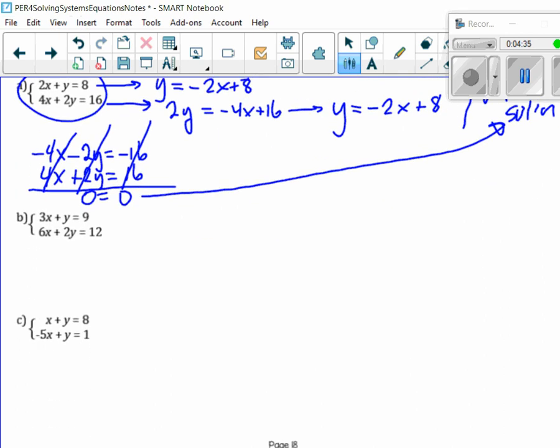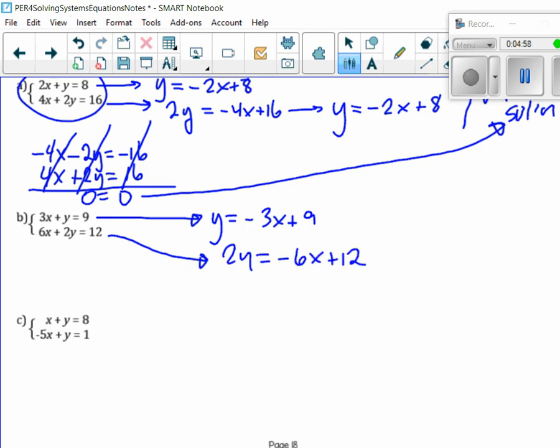Okay, so how should we figure out how many solutions this is? Slope-intercept? Okay, so this one's already close to being there, so I'm going to move the 3x over. What do I get? Plus 9. And then this one I'll have to do in 2 steps. So I'm going to move the 6x over. So I get 2y equals negative 6x plus 12. Then I need to divide by 2. So I get y equals negative 3x plus 6.